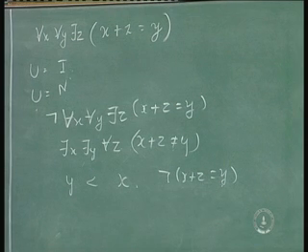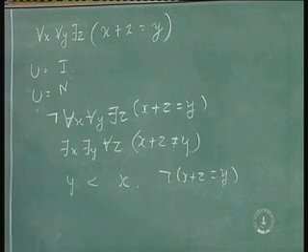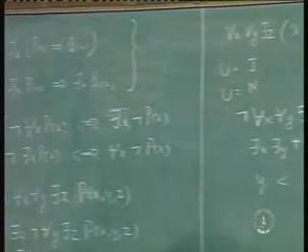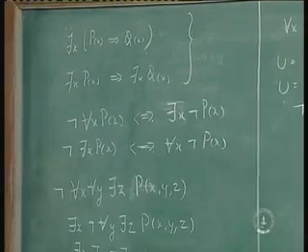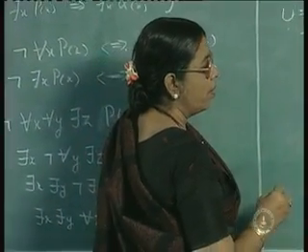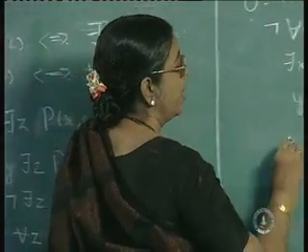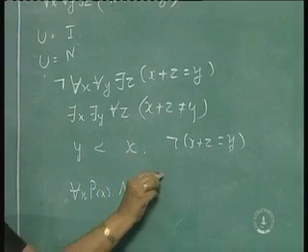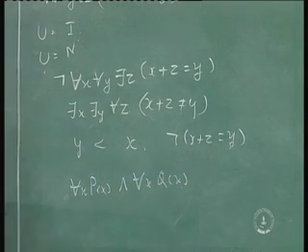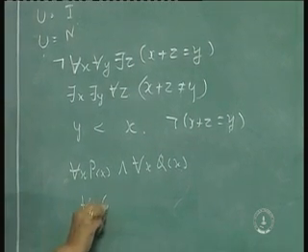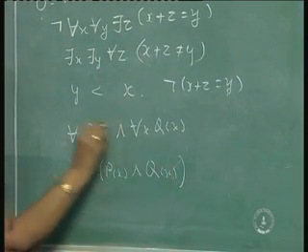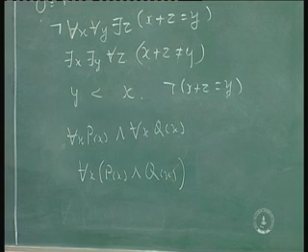Now, we were considering this example, are they equivalent or not? Before proceeding with that example, let us see for all x P of x and for all x Q of x. Look at this statement. Is it equivalent to saying for all x, P of x and Q of x? Are they equivalent or are they not equivalent?